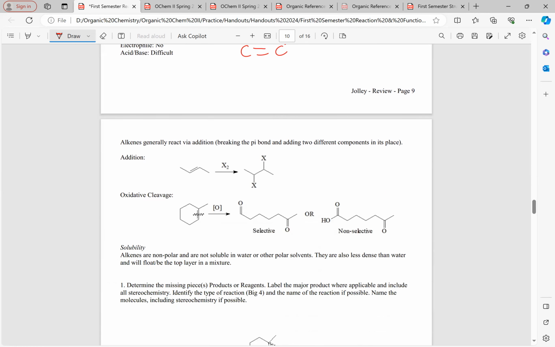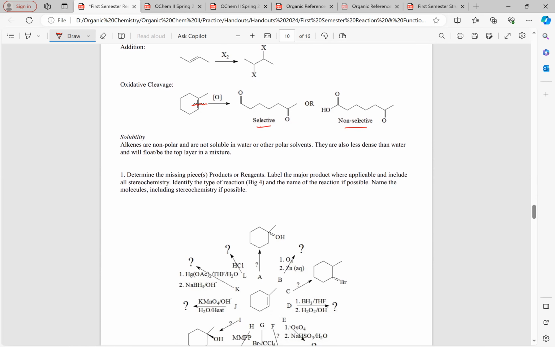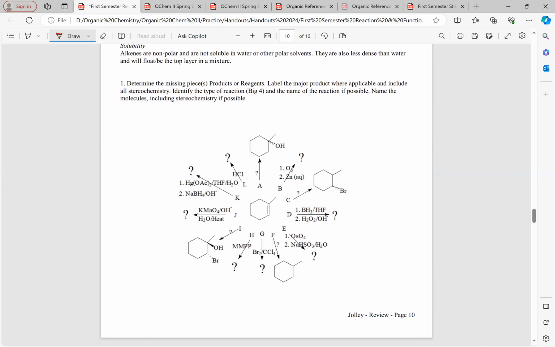Oh, look, and then I gave them to you. There's a generic addition reaction, and you can get really forceful with them, and you can do oxidation, specifically oxidative cleavage. Okay? And then selective versus non-selective. When you break the bonds, can you stop at an aldehyde or do you have to go on to a carboxylic acid? Solubility, again, they're nonpolar. They don't like water and they tend to be lighter than water. Oh man, look at that mess of messes. All right, here is all of the reactions that I gave you on the reference sheet.